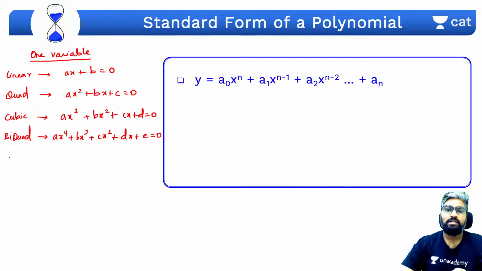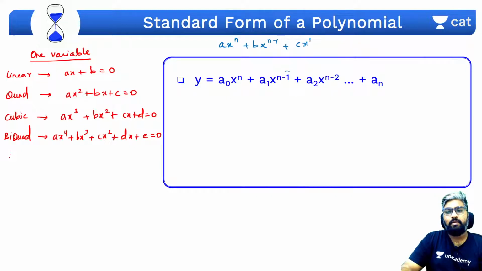A generalized form of it would be y equal to a0 x power n plus a1 x to the power n minus 1 plus a2 x to the power n minus 2 all the way till an. You can also write it in the form of a x power n plus b x power n minus 1 plus c x power n minus 2 all the way till n terms. The last term is n times x to the power 0, which is 1. This will be equal to 0.